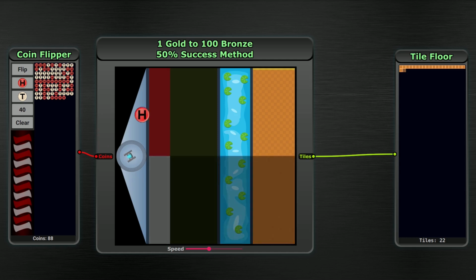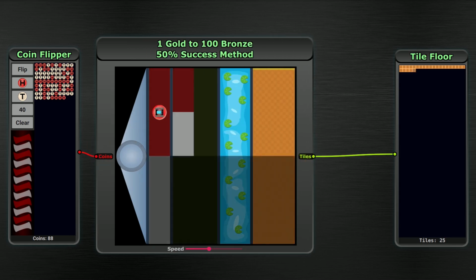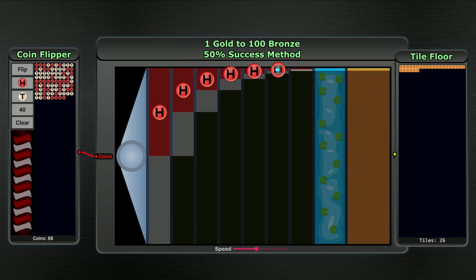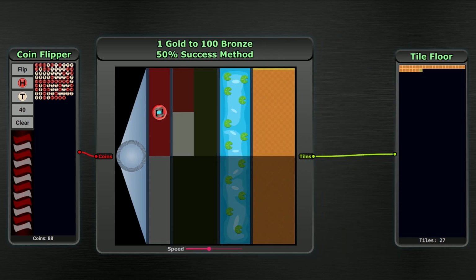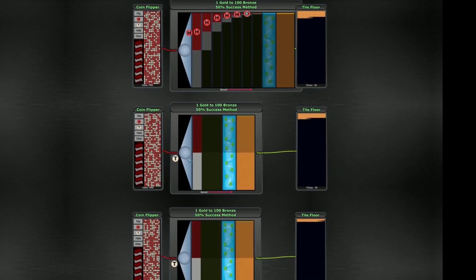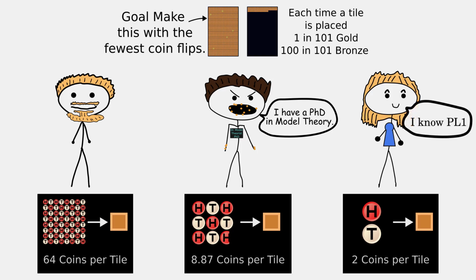Taking this to 1 gold to 100 bronze, the gold region is smaller and the bronze region is larger. Getting a gold is a bit more difficult. If this confuses you, imagine you're in Ireland and you have to follow a lot of redheads to find a tile of gold. Let's see how many coins it takes to tile a floor. Look at that. If any model theorist thinks it's a good idea to be mean to me, my mom knows PL1 and chill out algorithm you.